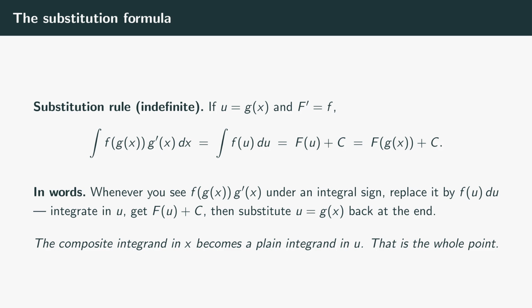3 steps in practice. Pick u. The inside of the composition is almost always the right pick. Replace. The integrand f of g of x times g prime of x dx becomes f of u du and you integrate it in u. Back substitute. At the end, you've got an answer in u. Plug u equals g of x back in and your answer is an x again. For indefinite integrals, you must back substitute because the question was asked in x. That is the whole technique. Pick, replace, integrate, back substitute. The art is entirely in picking u.